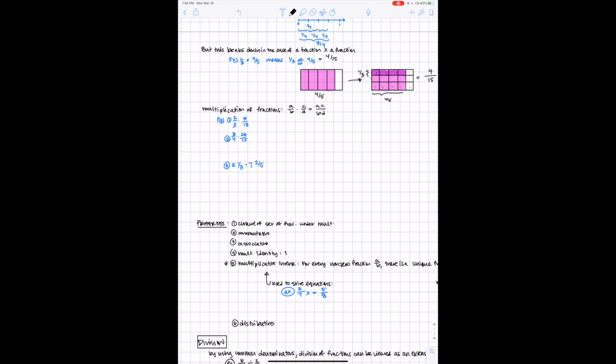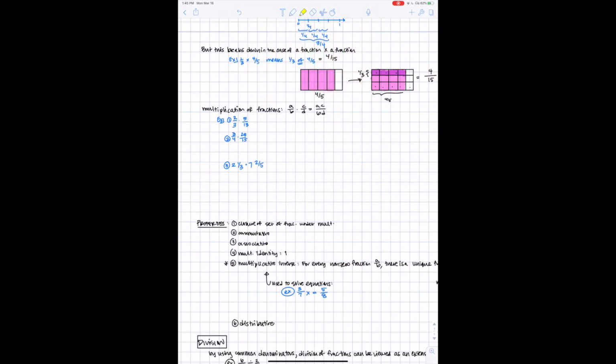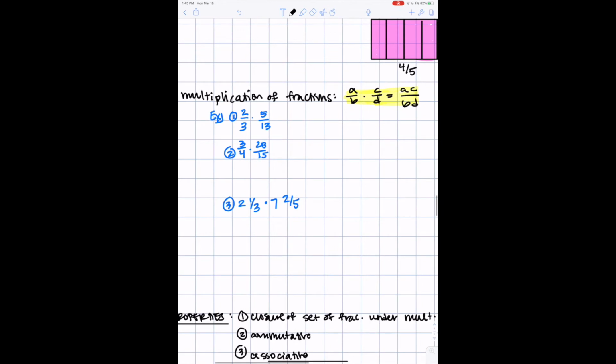For writing a rule for how multiplication of fractions works, it looks like if I take a over b times c over d, I'm just going to multiply the numerators and multiply the denominators. Okay, so let's look at a couple of examples just to make sure that everything is clear. Here, if I have 2/3 times 5/13, I'm just going to multiply my numerators and multiply my denominators. So 2 times 5 is 10, and 3 times 13 is, I think, 39.